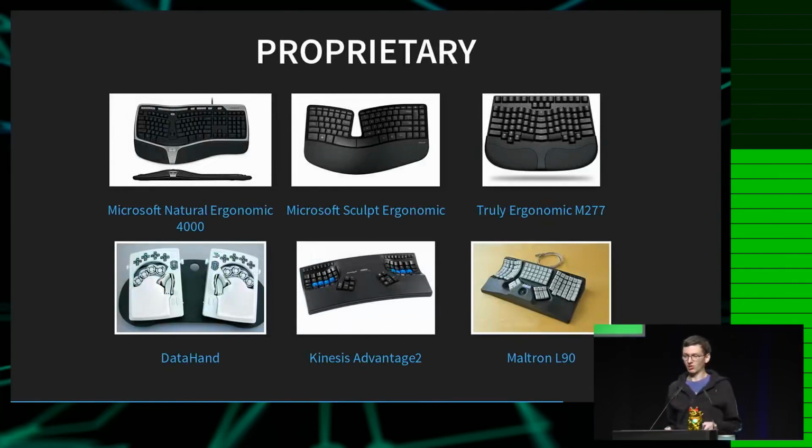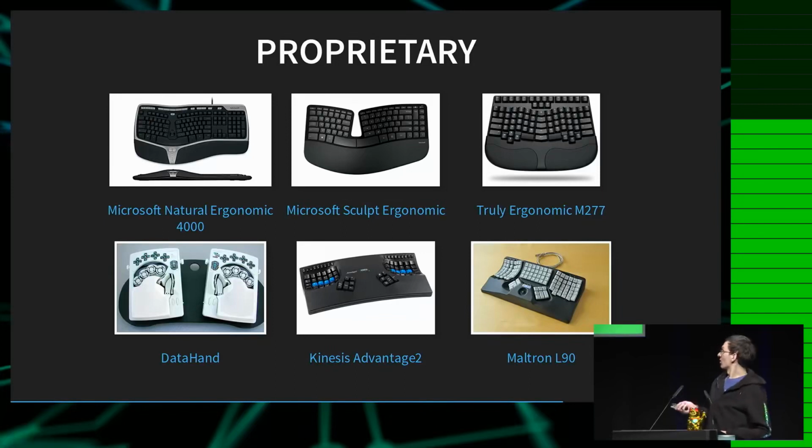What they all have in common, more or less, is that they're symmetric, because if you think about it, your hands are symmetric, and also some of them have the keys arranged in straight columns, because after all, your fingers are also straight and not bent in some weird way. These are all proprietary, so you can just buy them, but everything is closed source.